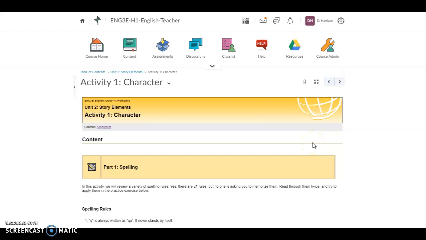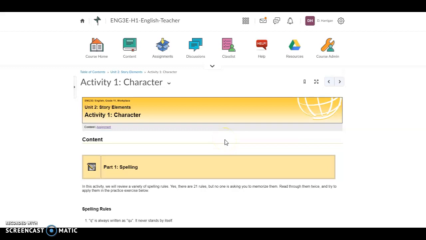Hello, in this video we're going to look at the content in Unit 2, Activity 1. And since this is the beginning of Unit 2, I'll just give you a little bit of an overview of the entire unit. The unit will focus on story elements. That's the heading for the entire unit.